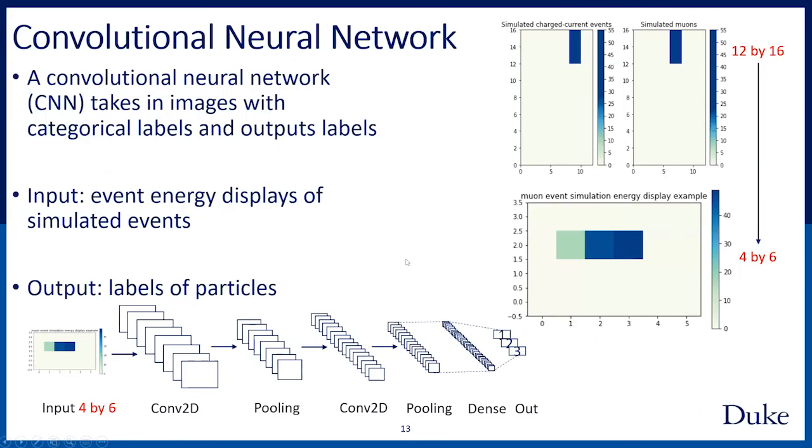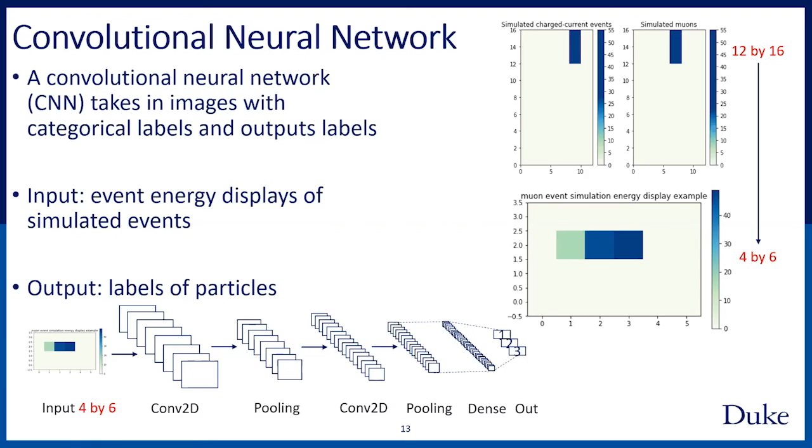I'm using a convolutional neural network, and my input in this case is just the event energy display as shown on the right-hand side. Here's an example of a simulated charge current event, and here's an example of a simulated muon. In this case, they look really similar to each other. That's one of the constraints of the model. The y-axis and x-axis represent the actual geometry of the top view of the detector. You have 12 on the x-axis and 16 on the y-axis, because each detector cell is about 2 by 4 inches, and you have 4 by 6 detectors.